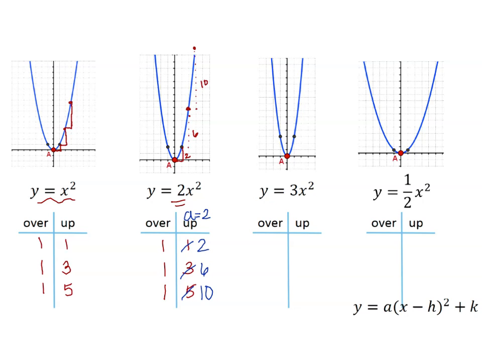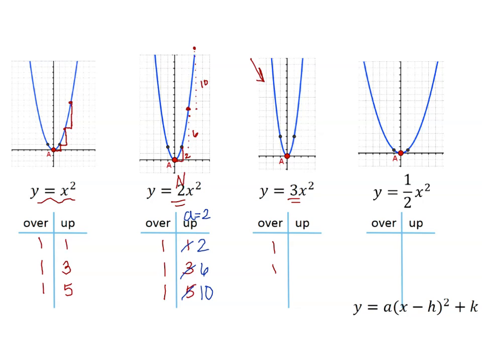And because I'm still going over 1, but I'm going up larger amounts, that creates a more narrow graph. So when you see a number that's multiplied in front of the x squared, we're going to see what kind of number, but we know so far that 2 gives us a more narrow graph. When we look at 3 being multiplied, this graph looks even more narrow than the last one.